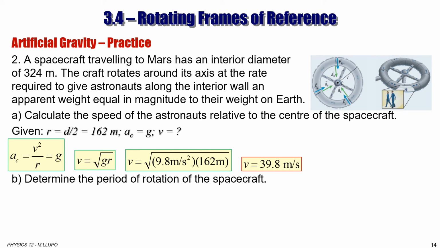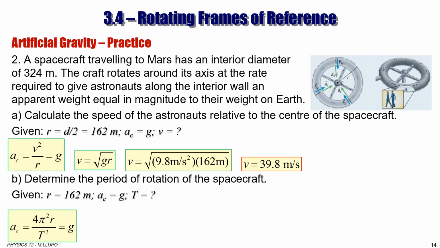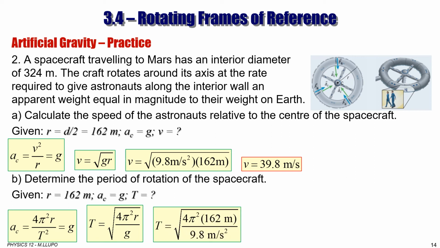B. Determine the period of rotation of the spacecraft. So still we can use the formula that includes period and acceleration. Centripetal acceleration is equal to 4 pi squared r over T squared, and that has to be equal to g. And then we can solve for T, which is the square root of 4 pi squared r over g. And now we have everything to solve.